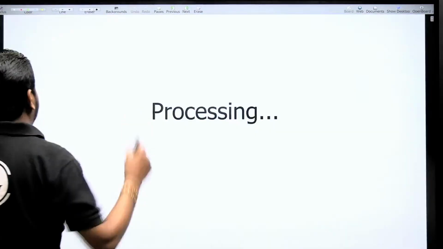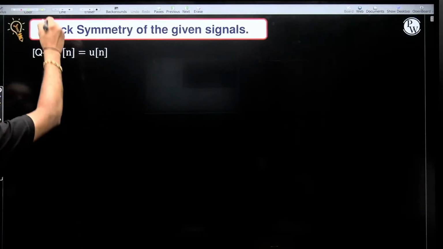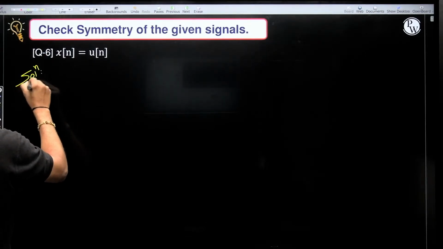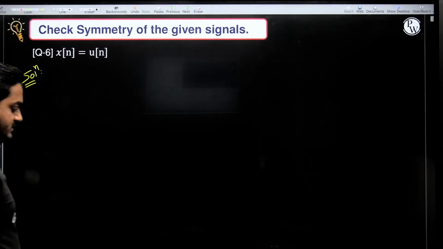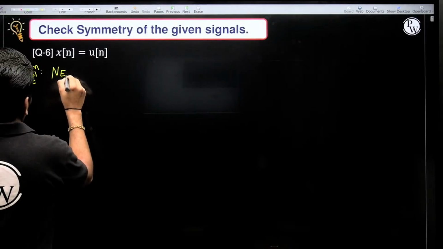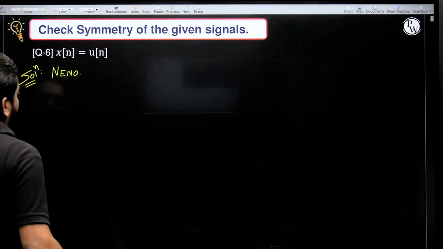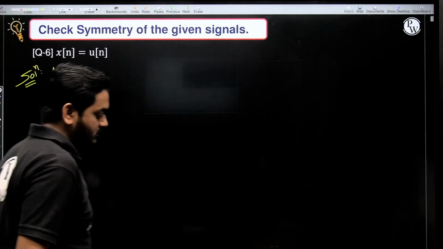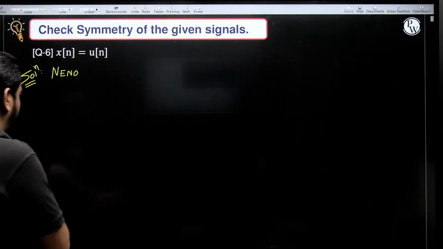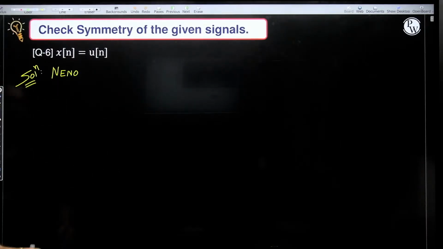Now next question, number 6, Q of n. Q of n is a right sided signal. So of course, all right sided or left sided signals are always neither even nor odd signals. So find its even part and odd part.